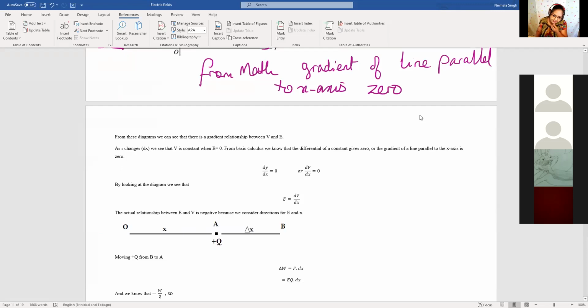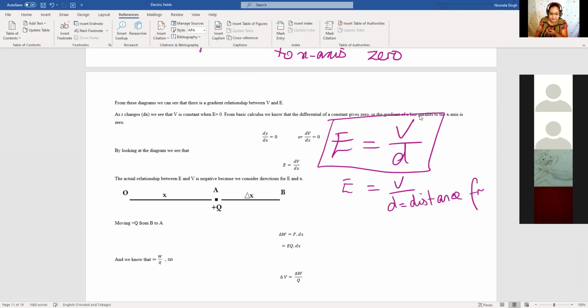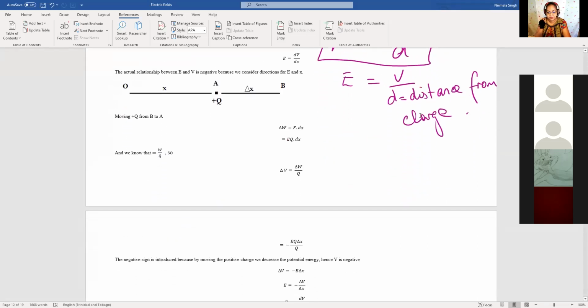So here, for non-Add Math students, all you're going to use is E is equal to V over d, where E is the electric field strength. And here you can use d as your distance from your charge. So we have our equation E is equal to V over d. We're not going to go into that actual proof.